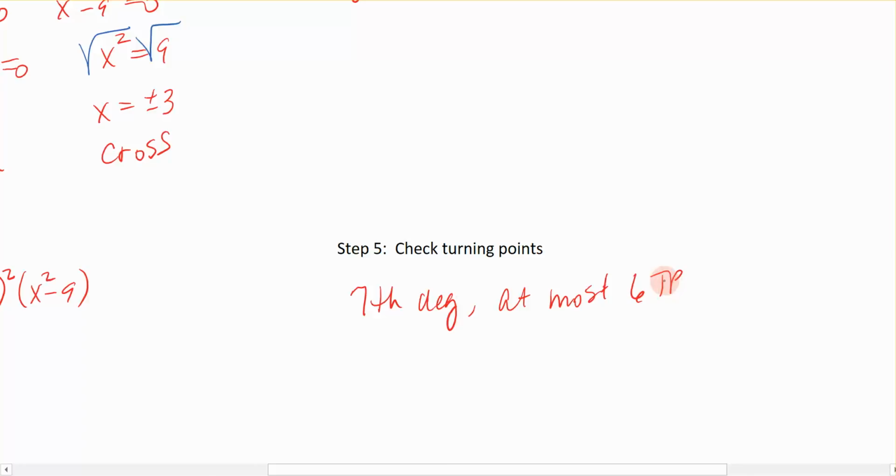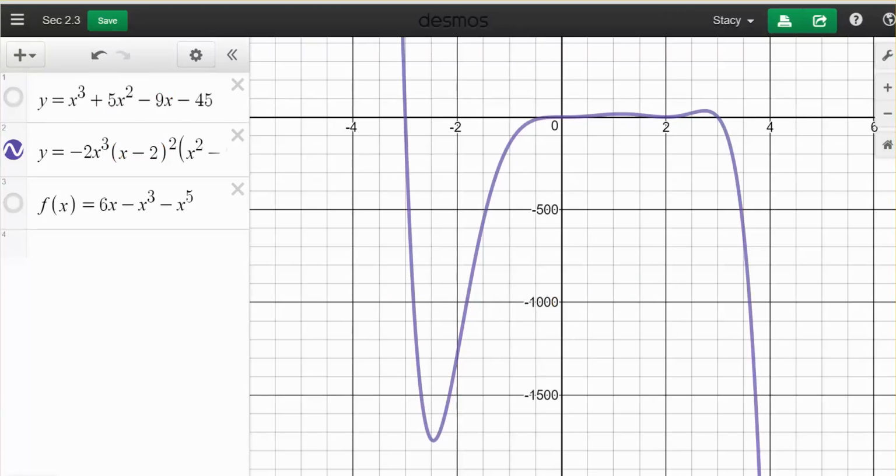Remember the idea of n minus 1: the most turning points I can have in the function is 6, but I don't have to have all 6 turning points. And here is the function that we are analyzing.